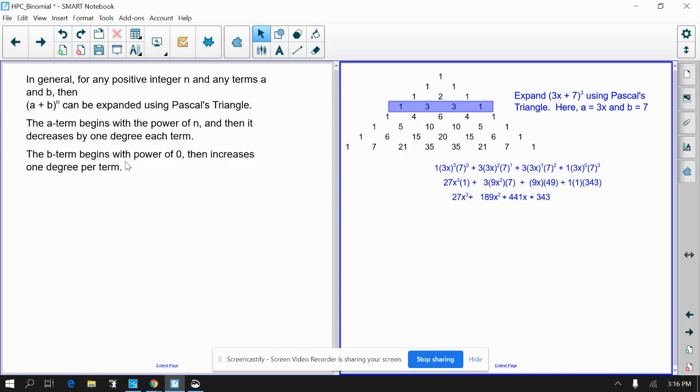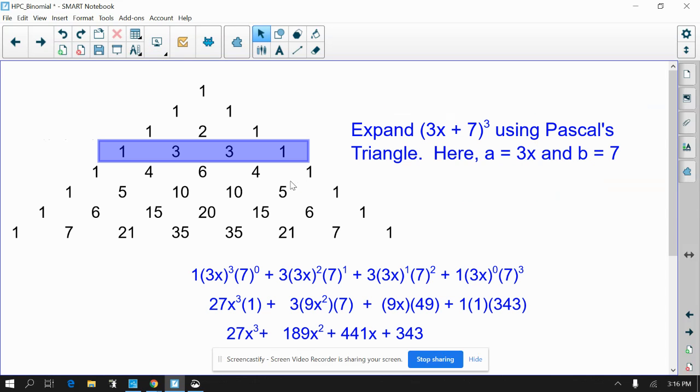The B term begins with the 0 power. And that A term increases, I'm sorry, it decreases in size. And the B term increases in size. So keep that in mind when we go over this.